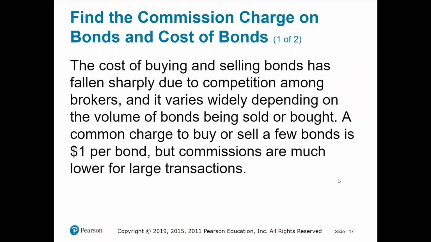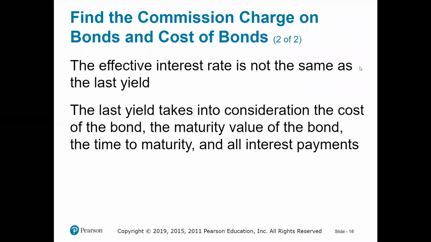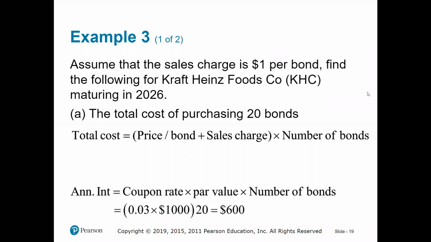Okay, the cost of buying and selling bonds has fallen sharply due to competition among brokers, and it varies widely depending on the volume of bonds being sold or bought. A common charge to buy or sell a few bonds is $1 per bond, but commissions are much lower for large transactions. Find the commission charge on bonds and cost of bonds. The effective interest rate is not the same as the last yield. The last yield takes into consideration the cost of the bond, the maturity value of the bond, the time to maturity, and all interest payments.